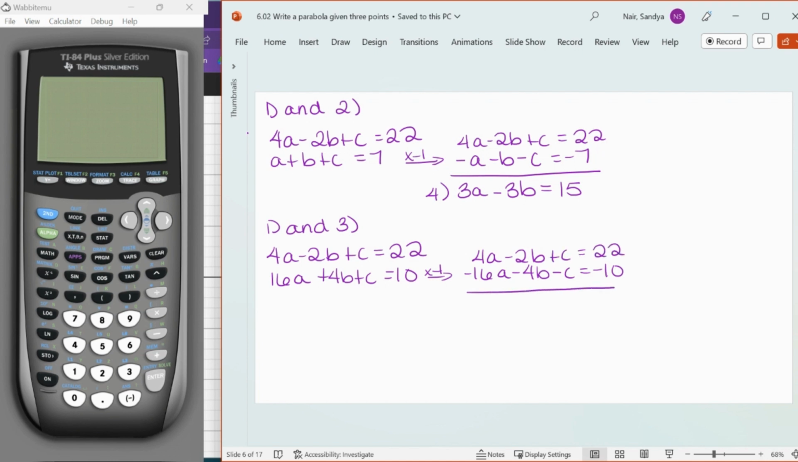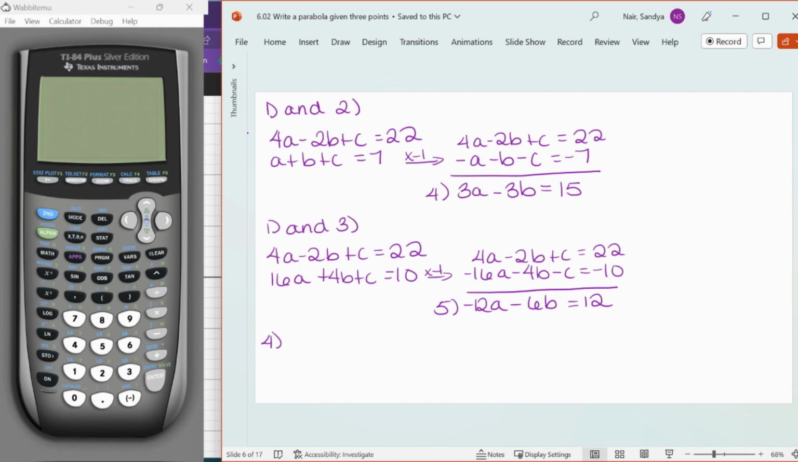So now let's go ahead and combine these equations. 4a minus 16a gives me negative 12a. Negative 2b minus 4b is minus 6b, and then plus c and minus c just cancel each other out. Then we have 22 minus 10, which is equal to 12. So this is now equation number 5.